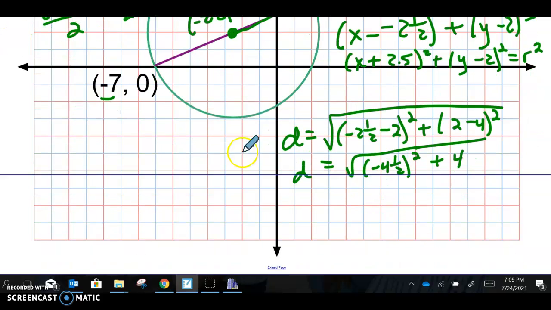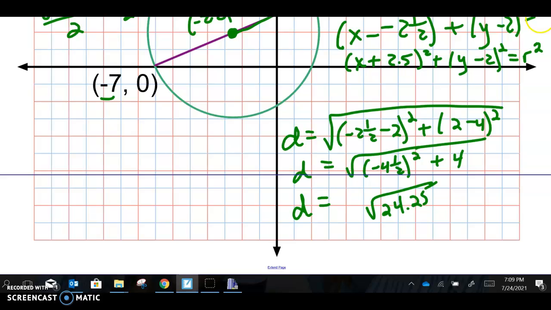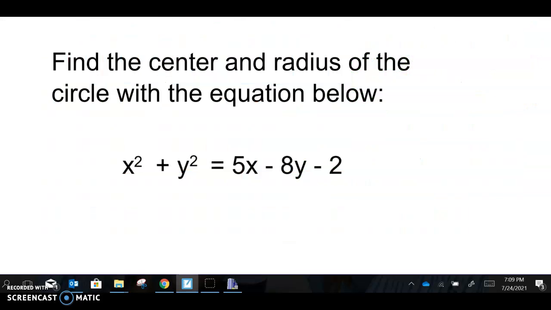What I'm going to do then, I'm saying that the distance is the square root of 24.25, right? Well, in the formula, in other words, this is the radius. The radius is the square root of 24.25, but then I'm going to square that square root. So in the end, my actual equation is (x plus 2.5) squared plus (y minus 2) squared equals 24.25. That's the radius squared. Okay, so make sure you can do something like that.